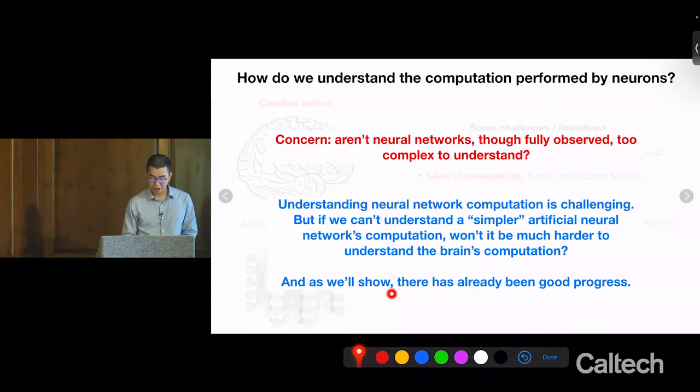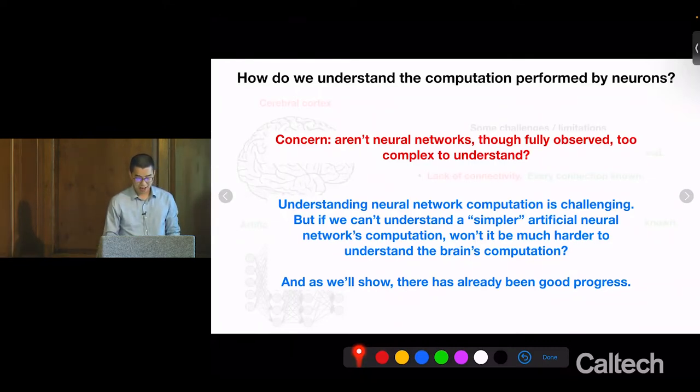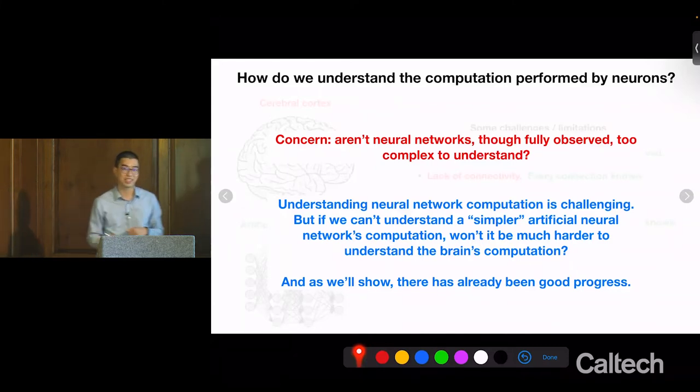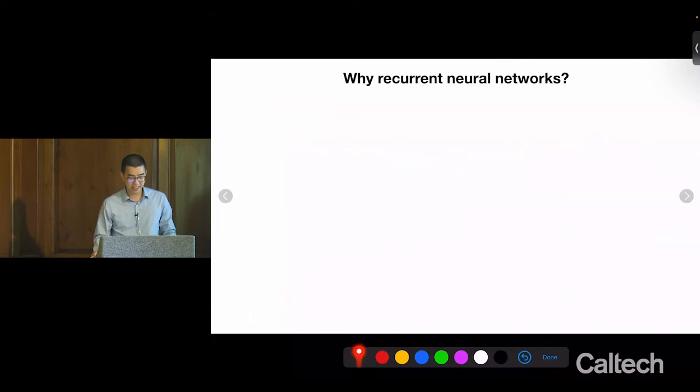Okay. All right, and then as I'll show through example today, there's already been fairly good progress along these lines. Another aspect of this, I think, is that if we develop tools to understand artificial neural network computation, they may also be generalizable to looking at neural data sets in the future. All right, so far I've talked about neural networks generally. The next question might be why recurrent neural networks, since this talk is about recurrent neural networks, particularly for neuroscience.